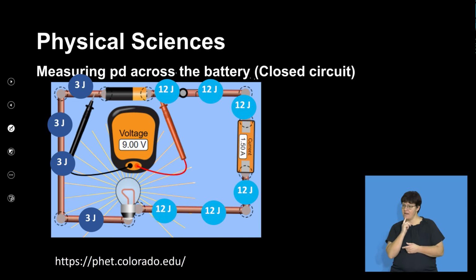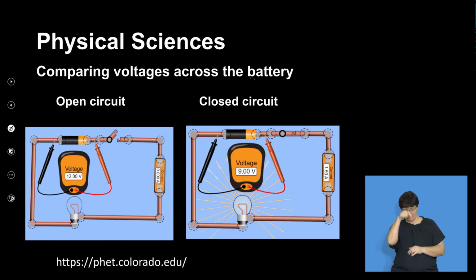But what's the terminal potential difference across the light bulb? We still get the 9 volts that we managed to measure. Right. Now, let's compare the 2 circuits, the open one and the closed one. The terminal potential difference when the switch was open was 12 volts, which is the maximum, while when we closed the switch, the value dropped to 9 volts.